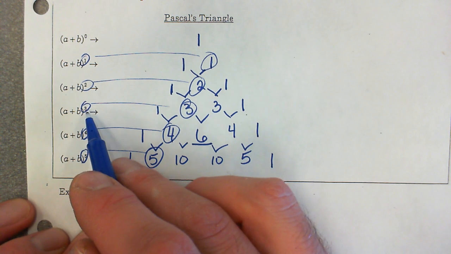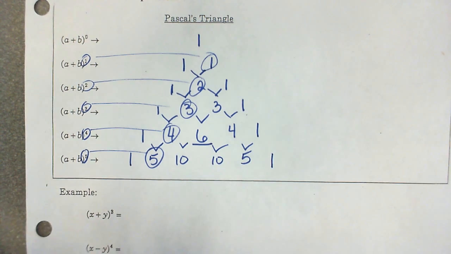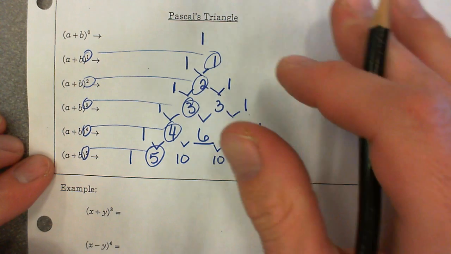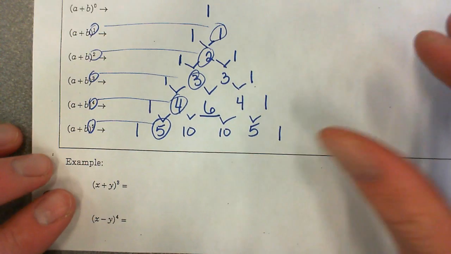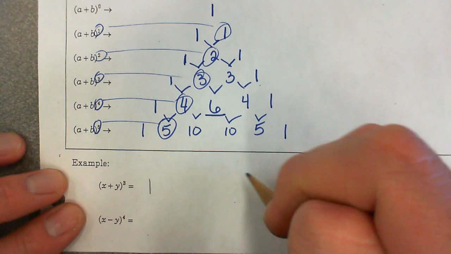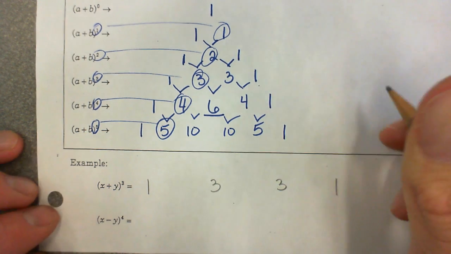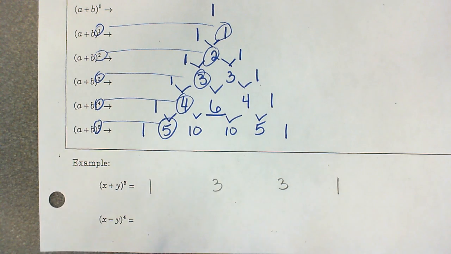Since this is the third power, let's get our coefficients down. On this one, our coefficients to the third power are 1, 3, 3, 1. Until you get good at this, I would recommend writing your coefficients and spreading them out. 1, 3, 3, 1.